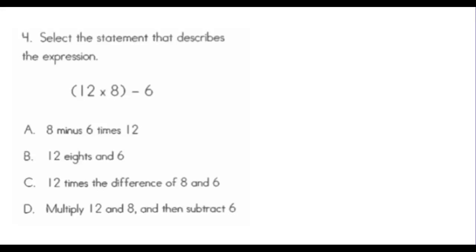On C, we have 12 times the difference of 8 and 6. So this is saying 12 times, and then you have difference, which is subtraction of 8 and 6. So no. Then we have multiply 12 and 8 and then subtract 6. D is correct right here. Let's look at number 5.